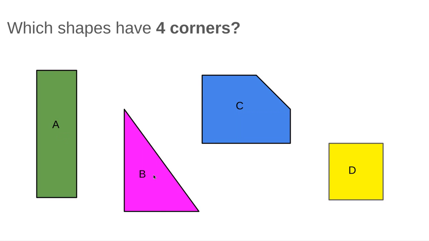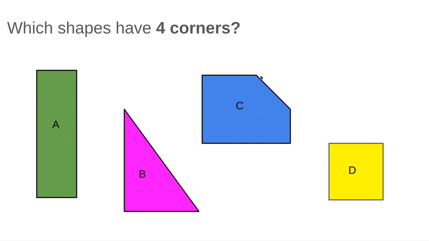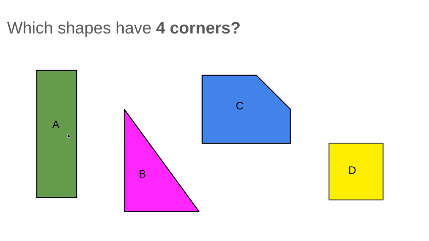Let's check here. Does this one have 4 corners? 1, 2, 3. Oh, this one only has 3 corners. Let's check this one. 1, 2, 3, 4, 5. This shape has 5 corners. And what about this one? 1, 2, 3, 4. So A and D, the rectangle and the square, both have 4 corners. The other shapes do not. They have 3 and 5.